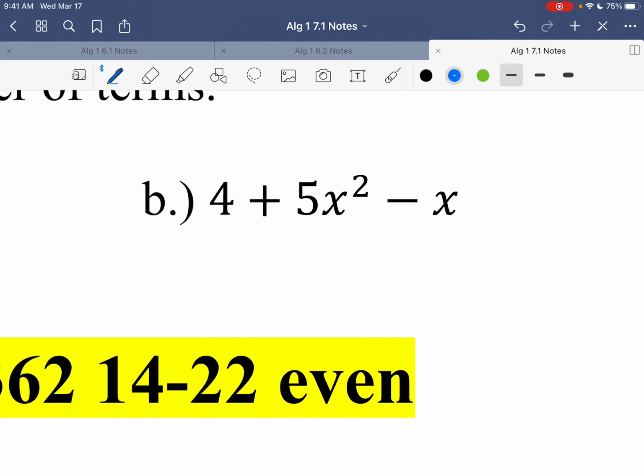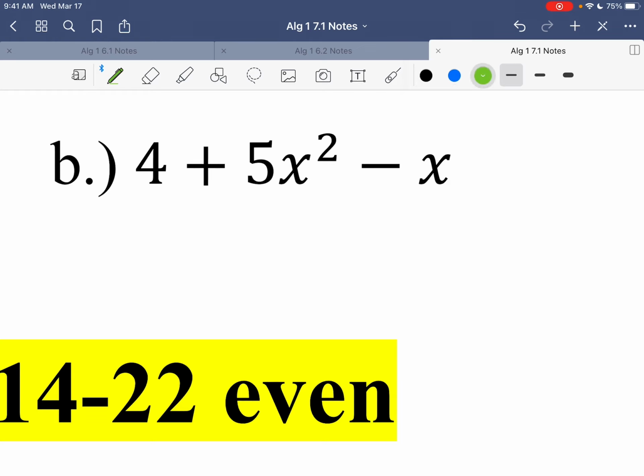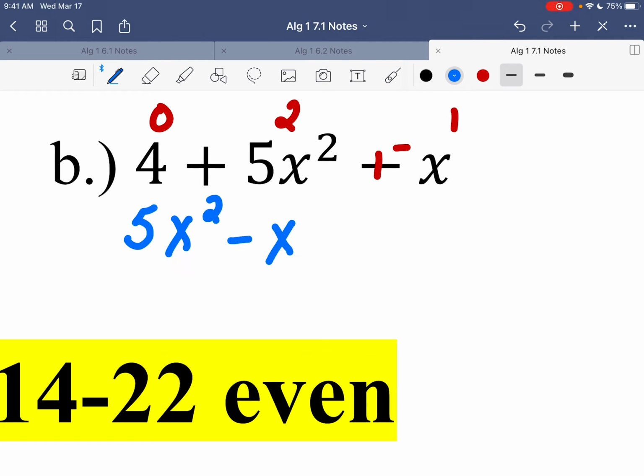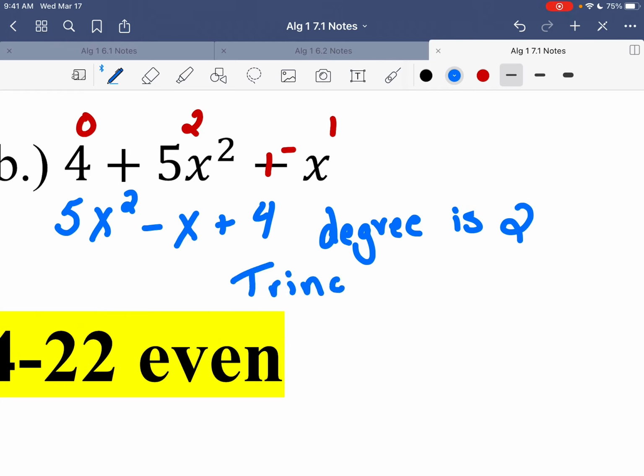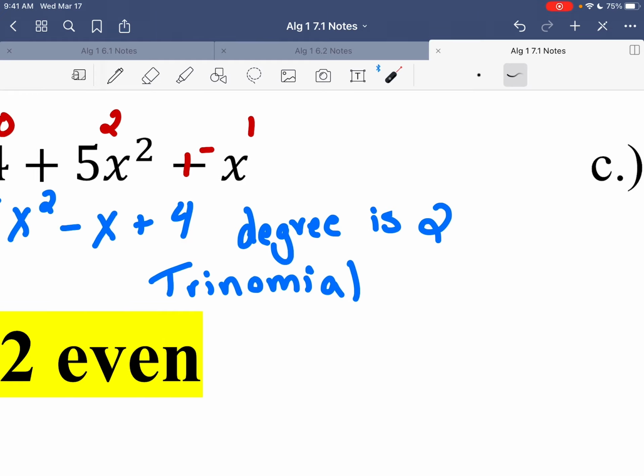All right, next one. We want to put it in order. So first thing I'm going to do is again attach this negative to the x. This first one is degree 0. This one's degree 2. This one's degree 1. So I'm going to put the 5x squared first because we want the biggest exponent first. And then the minus x next, and then the plus 4 last. The degree on this would be 2 because of that x squared. And 1, 2, 3 terms, that tells me it is a trinomial.